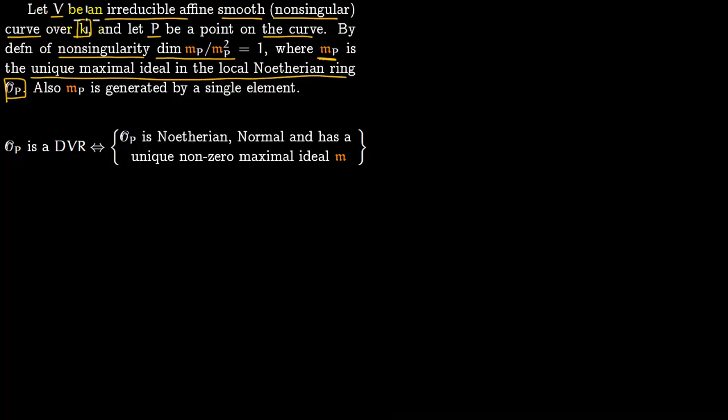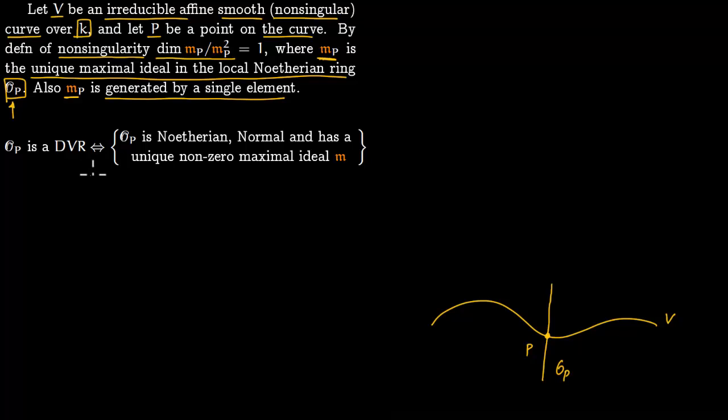So you have this curve V, you have taken a point P right here. On this point P will sit our ring O of P, which you can call the stalk at P. This will be a local Noetherian ring, and MP is the maximal ideal which lies within this ring, and this maximal ideal is generated by a single element. So algebraic geometry automatically gives us that once you have a smooth curve and you take a point P on the curve, then the corresponding ring O of P which you get is a discrete valuation ring.